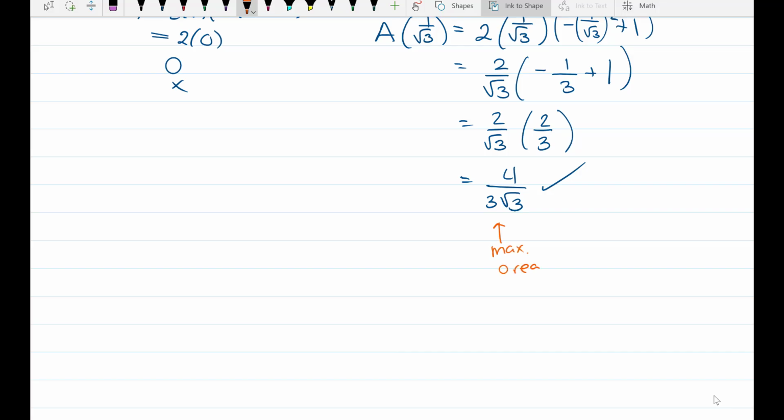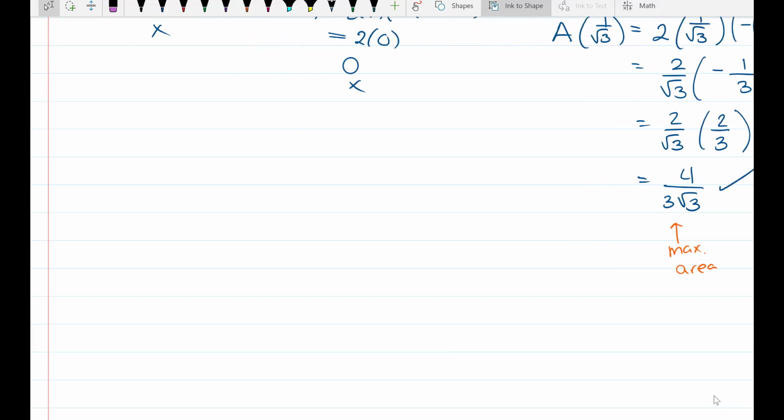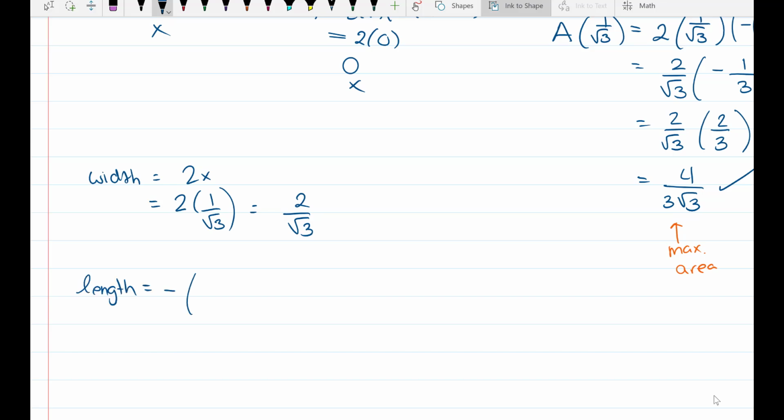So now all we need to do is figure out the width and the length, and we'll be good to go. So the width of our rectangle is 2x. So it's 2 times 1 over radical 3, which is 2 over radical 3. Our length then is going to be equal to negative 1 over radical 3 squared plus 1. So you get negative 1/3 plus 1, which is 2/3.